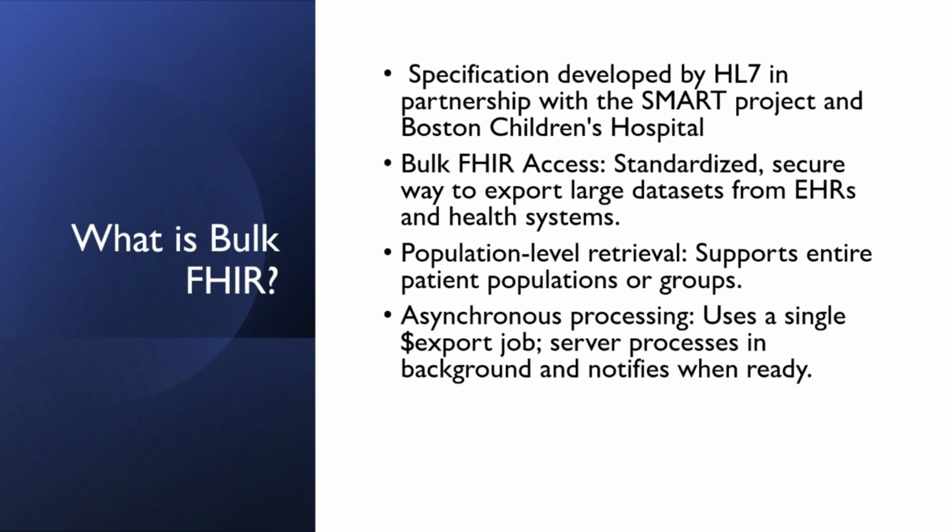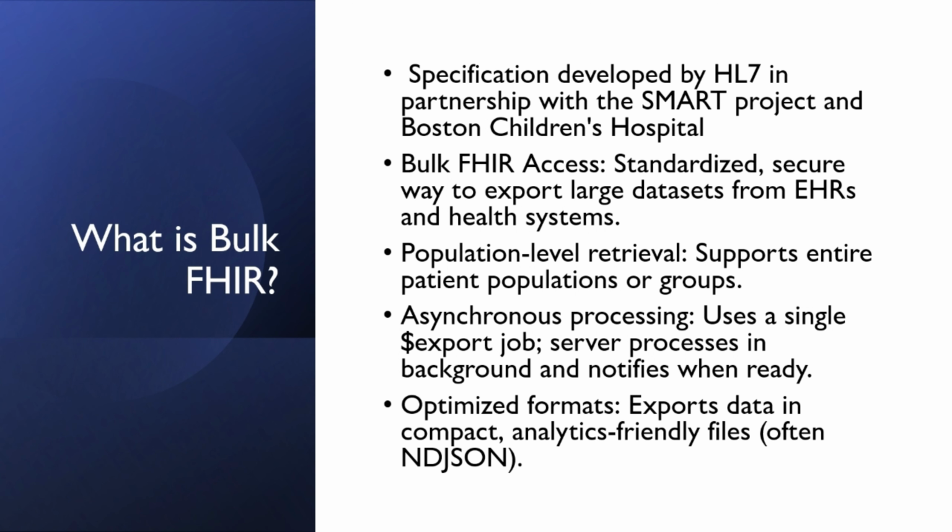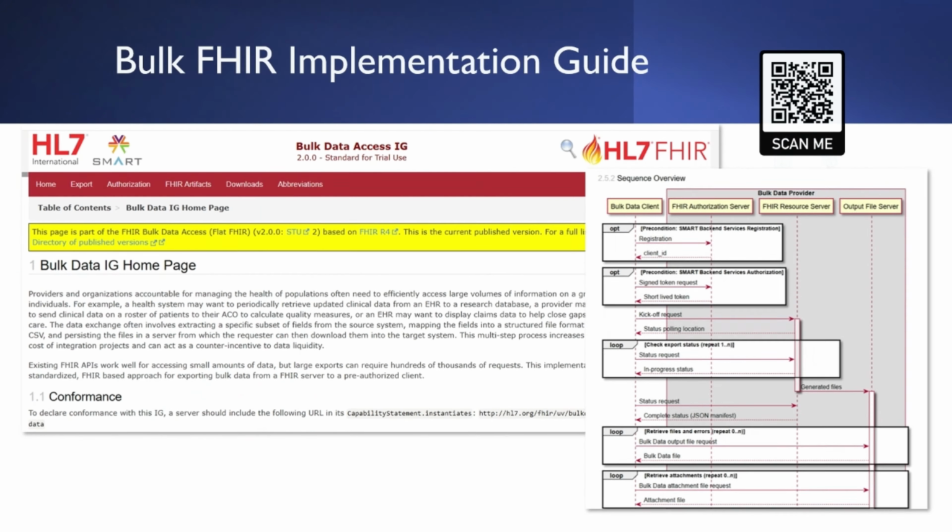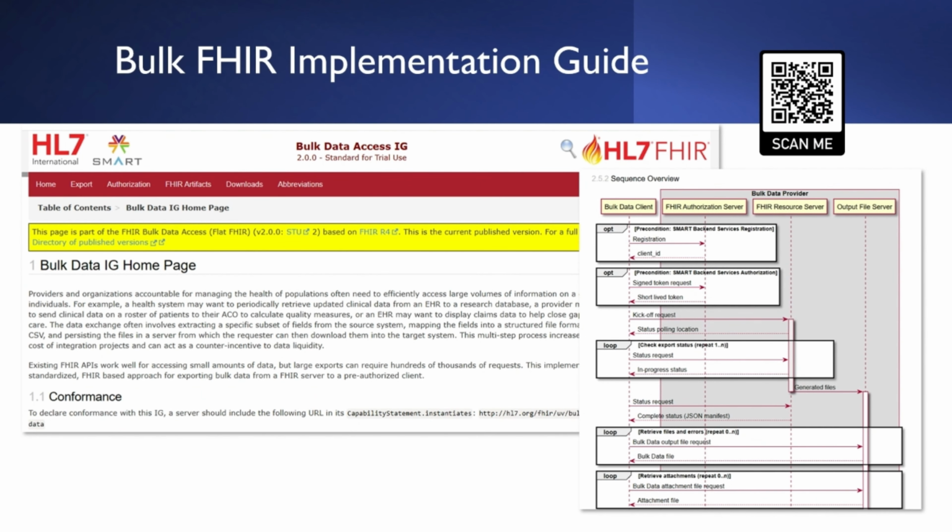The exported data is delivered in a format called ND-JSON, which stands for New Line Delimited JSON. This format allows each line of the file to represent a separate FHIR resource, making the files easy to process in parallel or load into modern data platforms. The bulk FHIR IG published by HL7 provides background and additional information on implementing population-level data export.